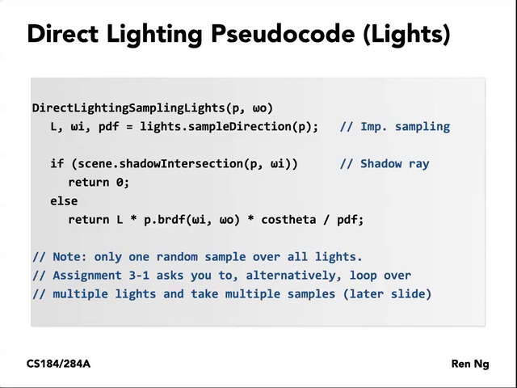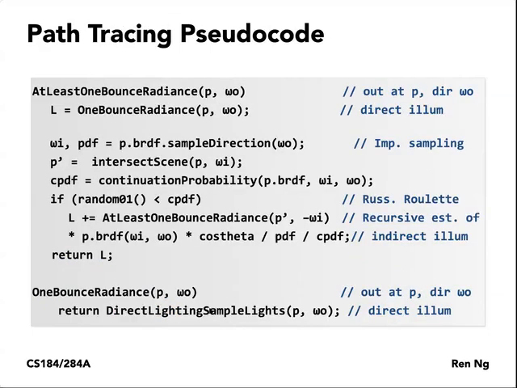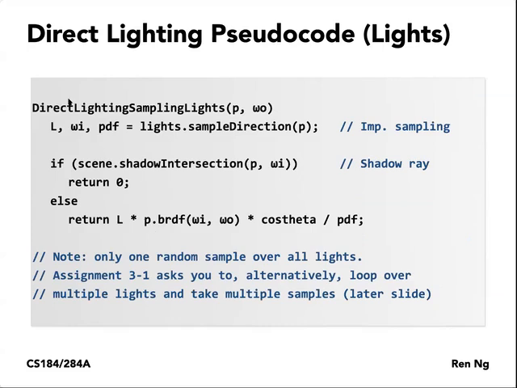So for completeness, let's look at just this direct lighting case here. So direct lighting, sampling the lights at a point P, outgoing in direction omega O. We go to the lights and we sample, ask it to give us a sample direction at that point P. So we get the radiance coming out of the light in the direction omega I and the probability that we chose this random direction omega I.